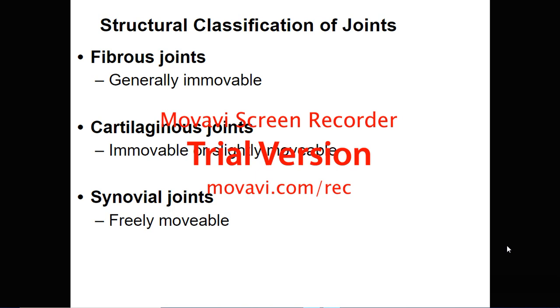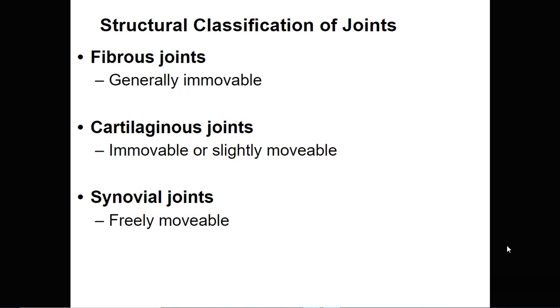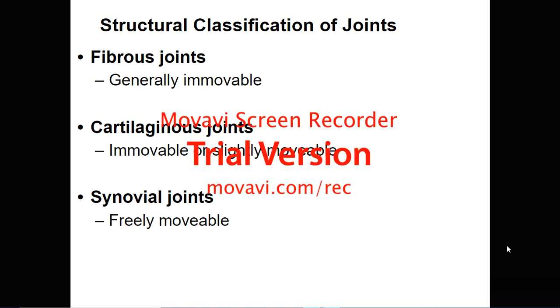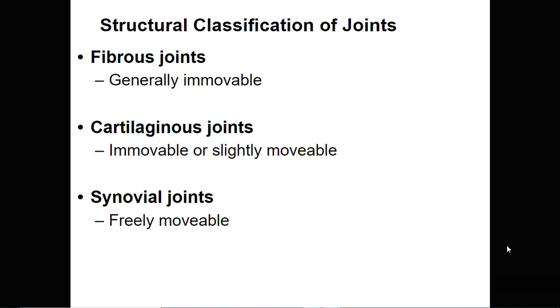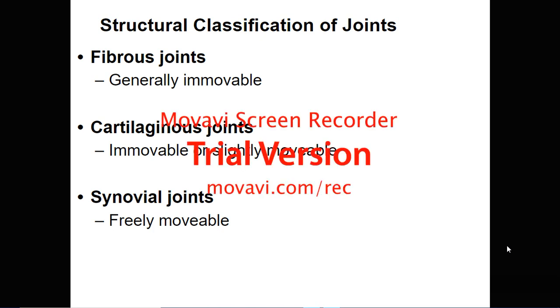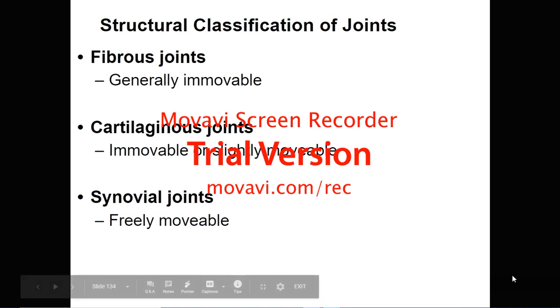You have fibrous joints, which are generally immovable. And then you have cartilage joints, which is kind of in between. They're either immovable or slightly movable. And then you have synovial joints, which are freely movable. And just be aware that fibrous and cartilage joints do not have a cavity. The only type of joint that has a cavity is the synovial joints. And we will talk about each of these three structural classifications of joints in the next couple of slides.